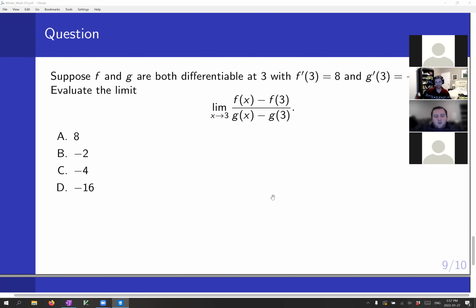So Ahmed, what I'd suggest trying to do as a start is writing out that f prime of 3 is equal to 8. We'll write that out as a limit definition and see if you see anything familiar.